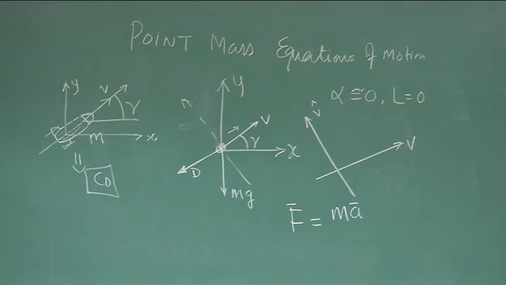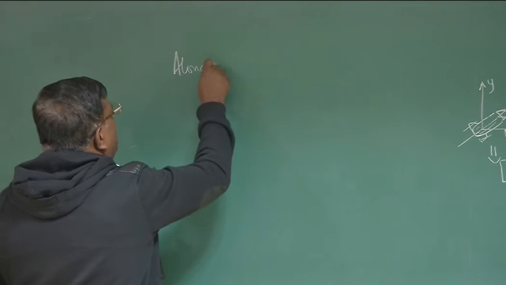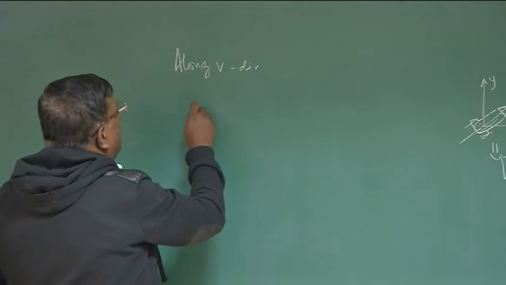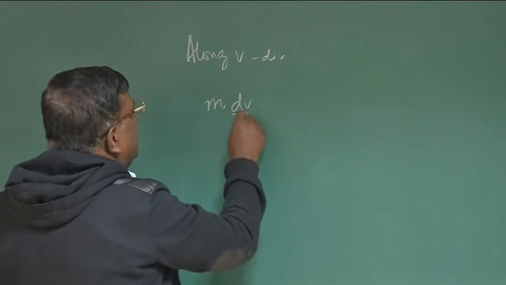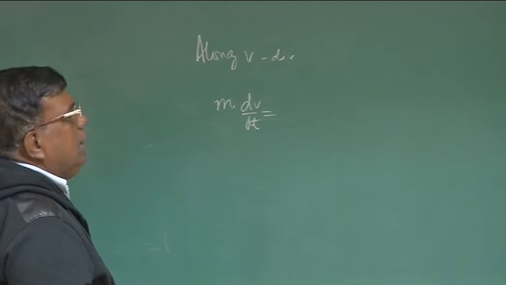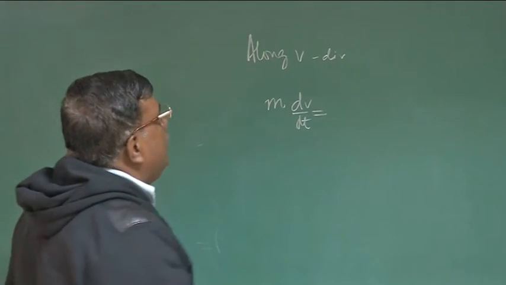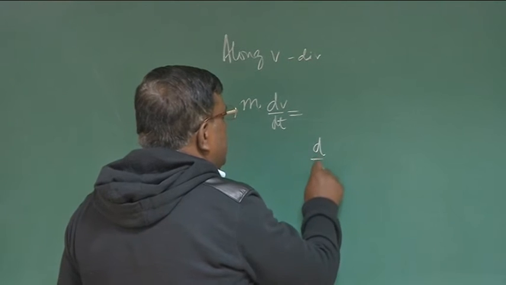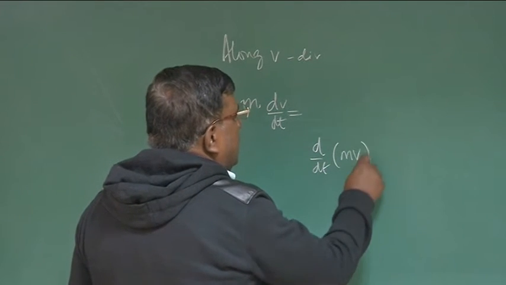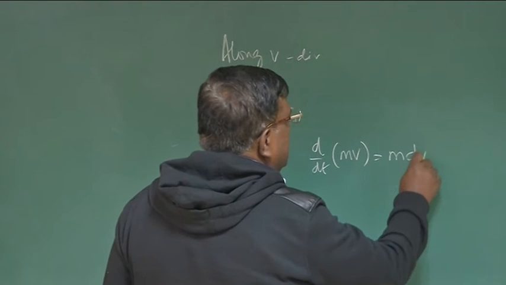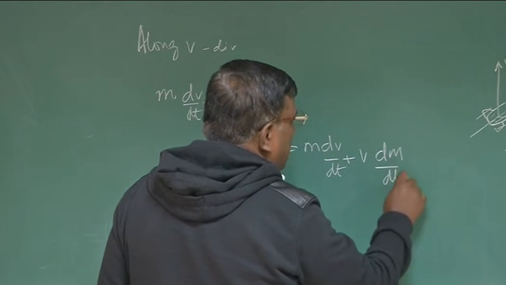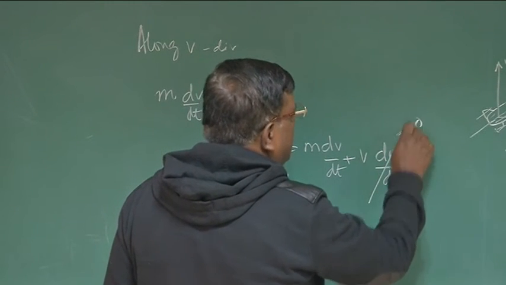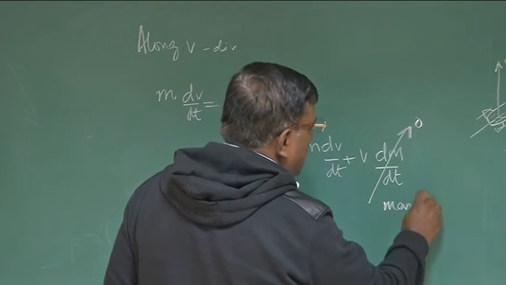Now I want to write the equation of motion along the V direction. So that will be m dV by dt equal to the net force. Why is this m dV by dt? Because actually it should be d by dt of mv. This is m dV by dt plus v dm by dt. But we are assuming mass is constant. We are assuming mass is constant.